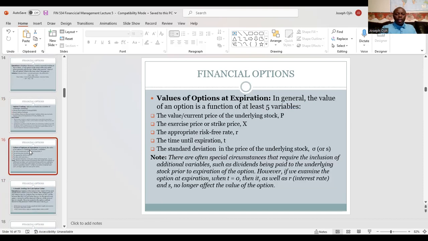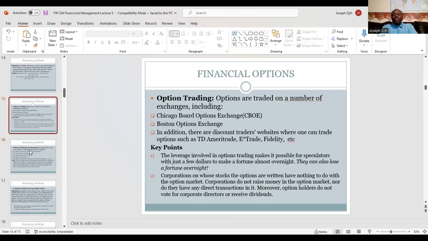A few things we need to know about options. First, the leverage involved in options makes it possible for speculators with a few dollars to make a fortune overnight. In other words, you can make a fortune overnight, but you can also lose a fortune overnight with options. Another one is that corporations whose stocks the options are written on have nothing to do with the option market. That means a company cannot raise money in the option market, and they don't have any direct transaction needs at all. Not only that, people who hold options cannot vote for corporate directors and they can't receive dividends.